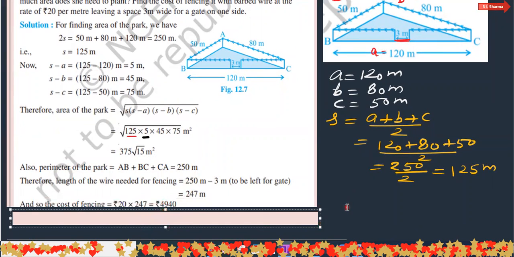So the cost of the fencing, that is 20 into 247, because the perimeter, the length of the wire required, that is 247. So 20 into 247 on multiplication gives us rupees 4,940. And that's all for this question. ये इसका जो एरिया होगा that is 375 square root of 15, and the cost of fencing will be rupees 4,940. That's all for this example.